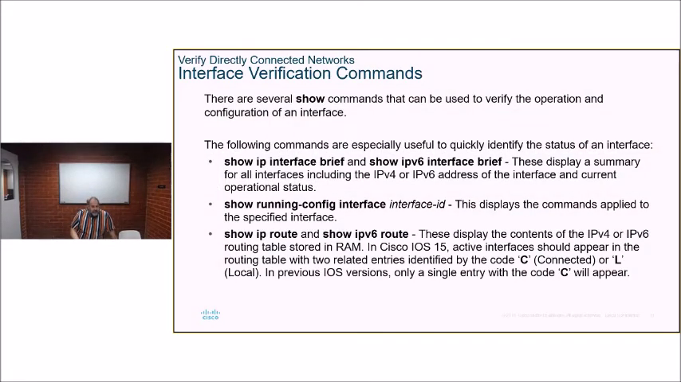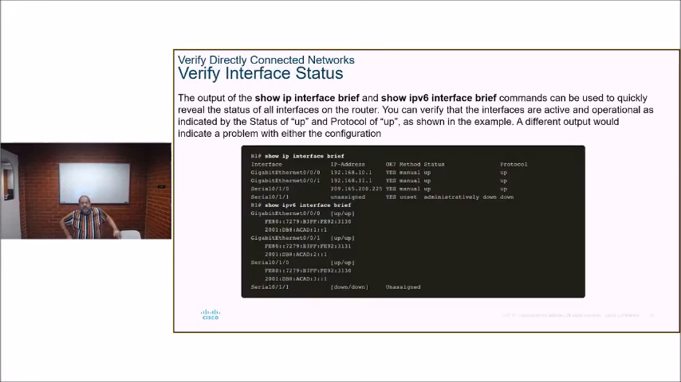So how do we verify directly connected networks? There are several show commands that can be used to verify the operation and configuration of an interface. So there's show ip interface brief and show ipv6 interface brief. These display a summary for all interfaces, including IPv4 and IPv6 addresses and their current operational status. Show running-config interface and its ID just shows the commands for that particular interface. Show ip route or show ipv6 route, of course, shows you the routing table for those routed protocols.